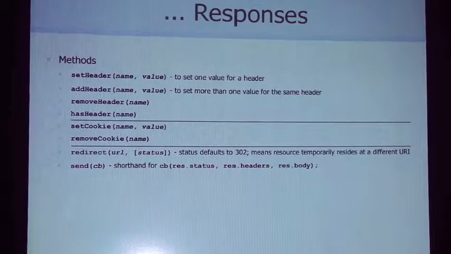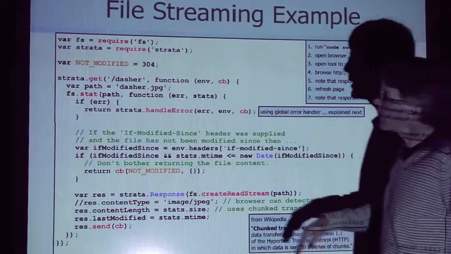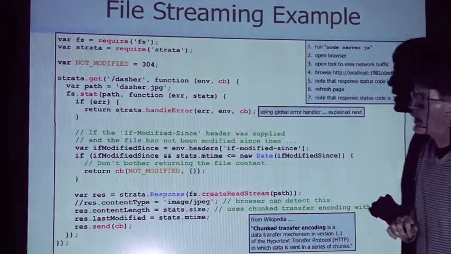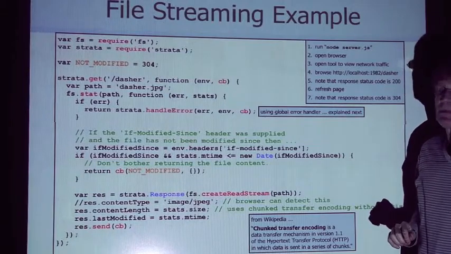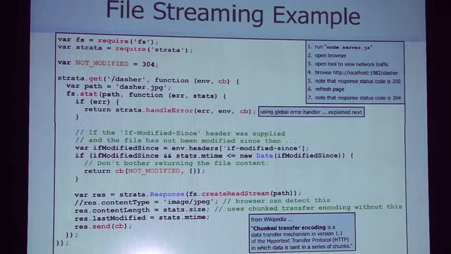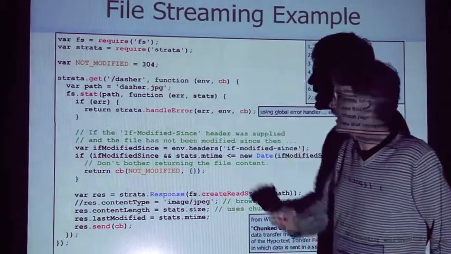Okay, this is an interesting example because it shows how you can check to see if any of your data has changed since the last request and avoid serving it up multiple times. Here I have just one route for /dasher, and if you ask for that, I'm trying to serve up a JPEG file. But if you ask for it again and the file hasn't changed, then I want the status to be 304 not modified.